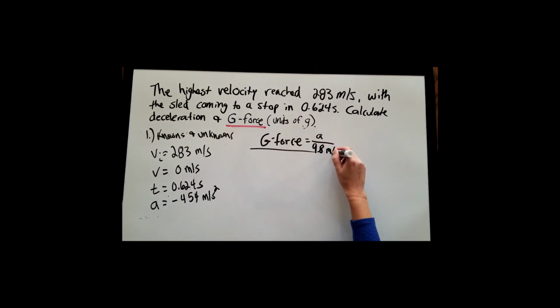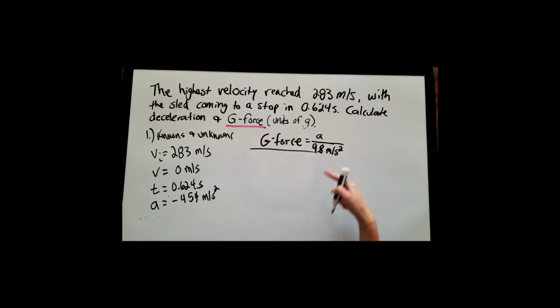The units are meters per second squared on this bottom portion. The reason we're taking acceleration and dividing it by 9.8 meters per second squared is because 9.8 is the value of gravity. So we're trying to figure out how many units of gravitational force, or how many units of gravity.